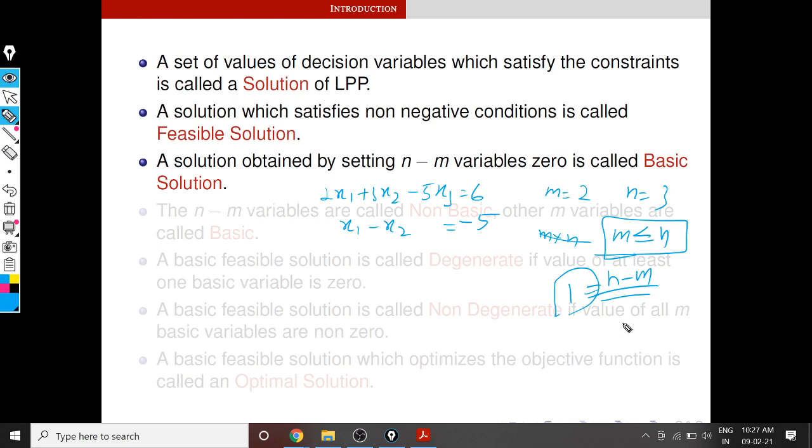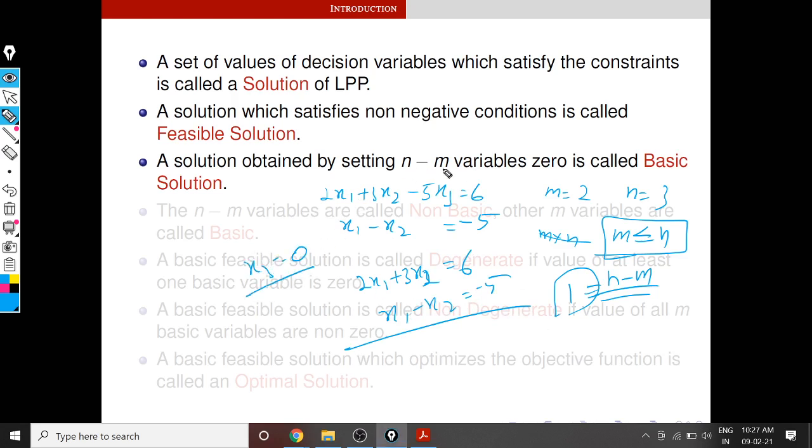That means in this case we choose any one of the variables as 0. For example, x3 equal to 0. Suppose we choose x3 = 0, then what happened? Then the system becomes 2x1 plus 3x2 equal to 6 and x1 minus x2 equal to minus 5. Okay, so now x3 is already 0.